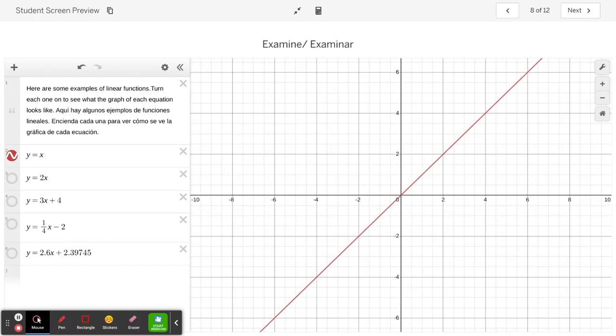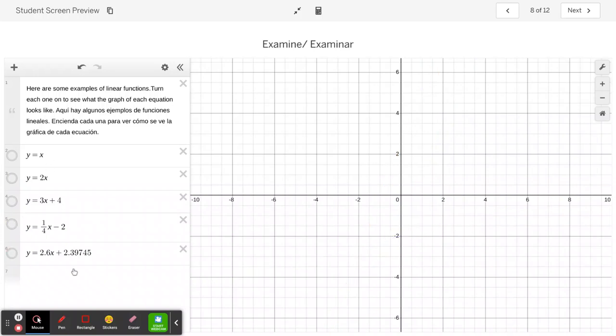Red line, increasing, straight, it is linear. I can click it and turn it back off. Look at the second one. Same idea, right? Linear, straight line. The third equation, same idea. Fourth equation, yep. Fifth equation, yep.